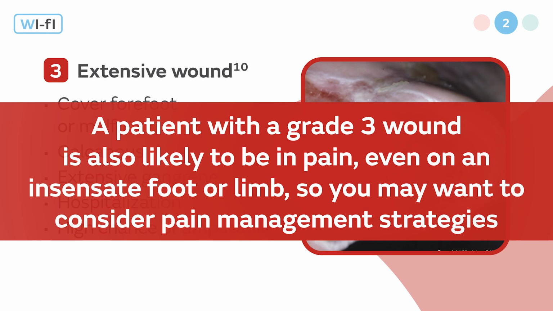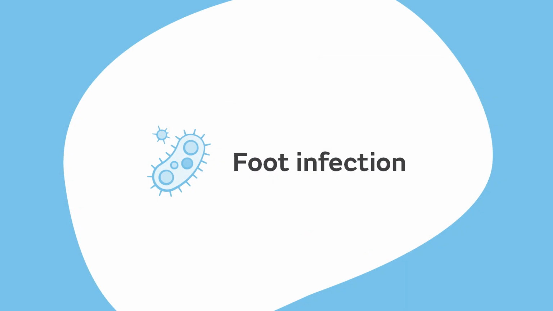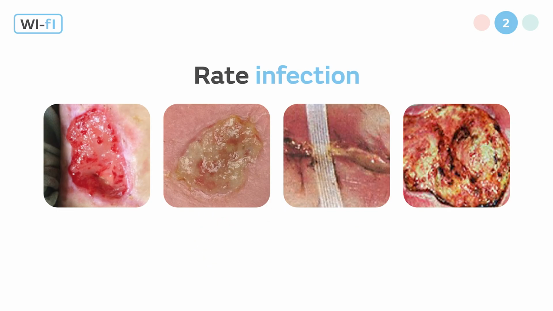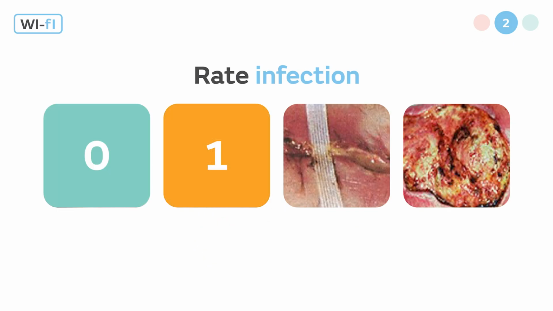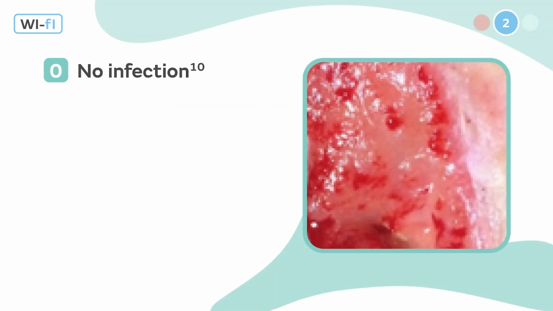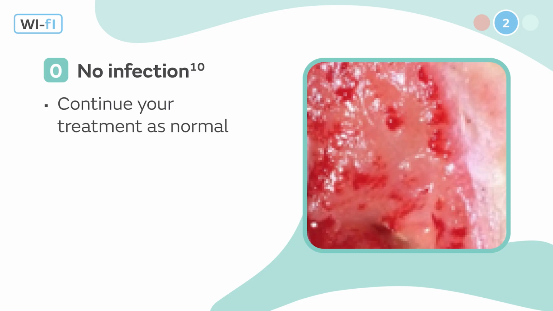A patient with a grade 3 wound is also likely to be in pain, even if on an insensate foot or limb, so you may want to consider pain management strategies. Infection. Lastly, we need to rate the level of infection. Like ischemia, this grade will tell us how difficult it will be for the wound to heal. Grade 0. If there is no infection, grade it as a 0 and continue your treatment as normal.